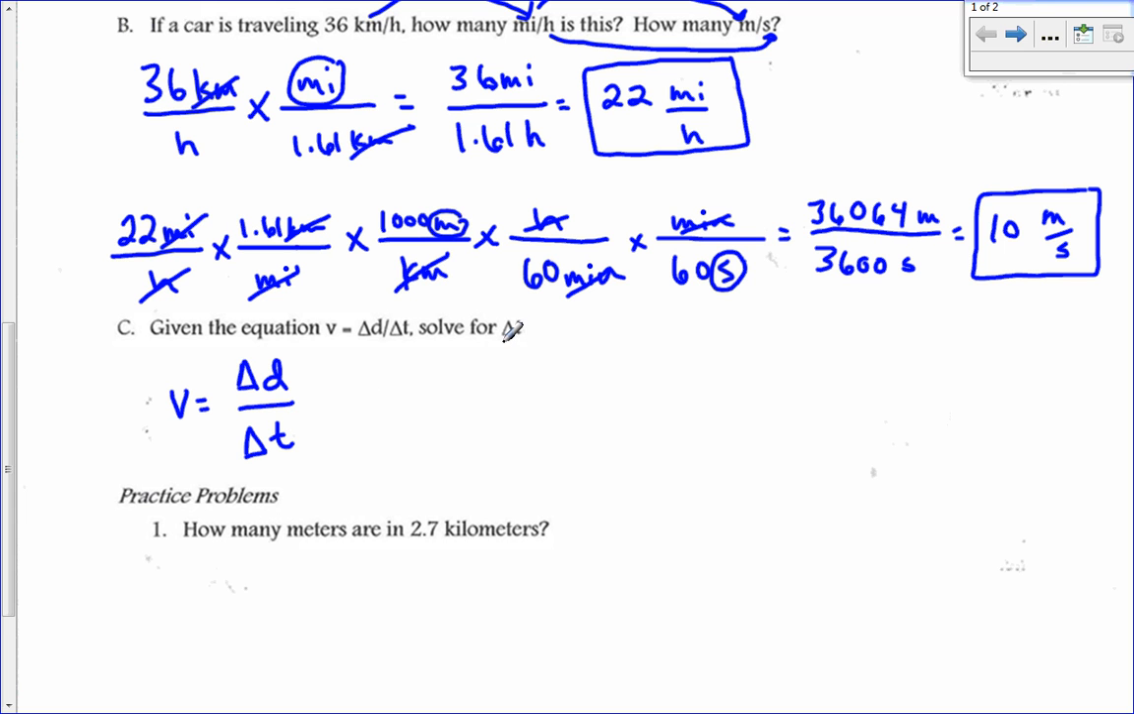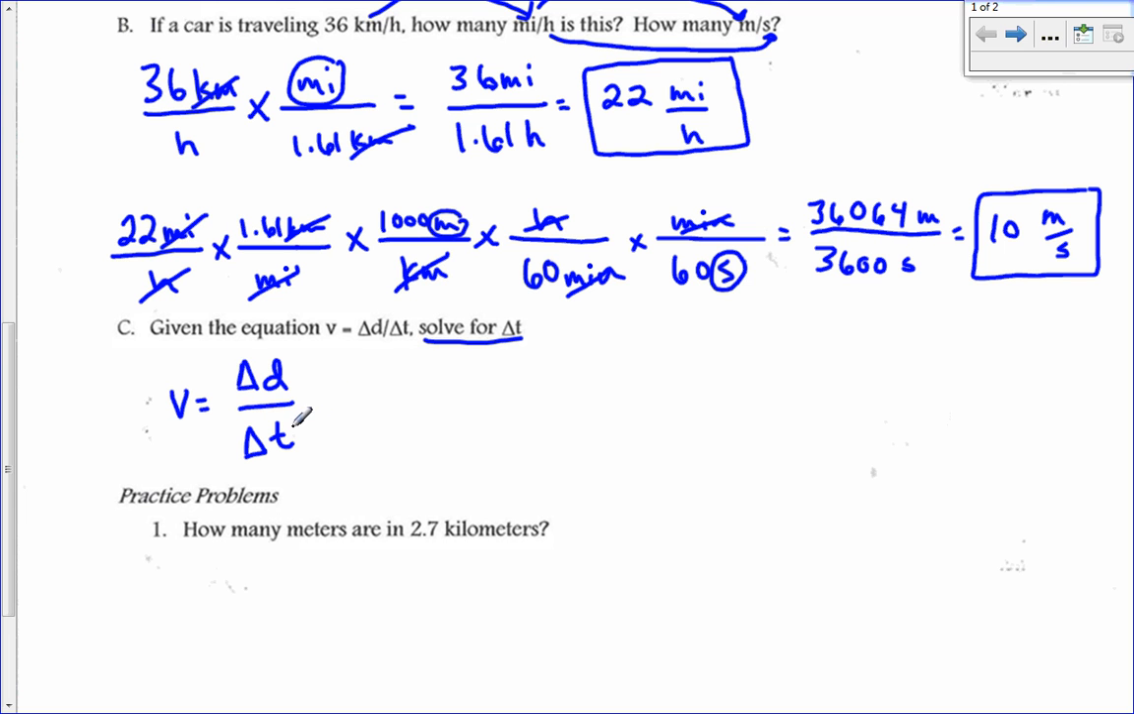We want to solve for delta t. That means we want to get delta t all by itself on one side of the equal sign. Some of you may have been taught a triangle method for doing this. You are not allowed to use that in this class. In this class, you have to use algebra, and you have to show all of your work.